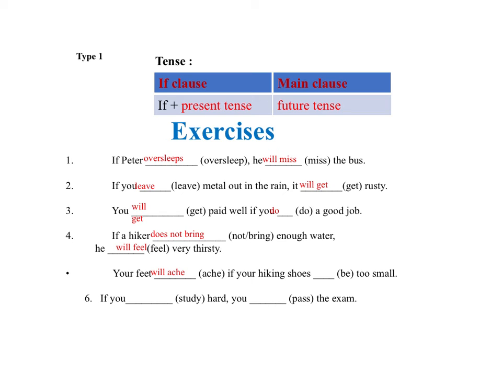Your feet will ache if your hiking shoes. Now remember, this is the verb to be, so we don't put if your shoes be too small. So it's is, am, are. What's your answer? That's right. The answer was are. So your feet will ache if your hiking shoes are too small.